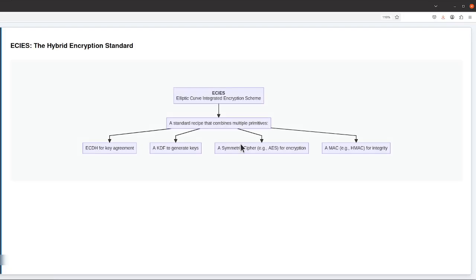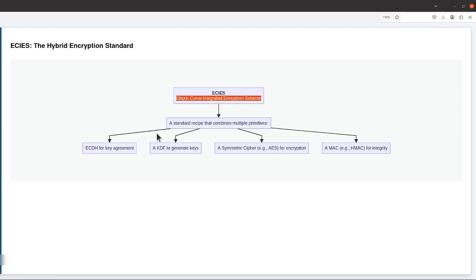ECIES, the hybrid encryption standard. The standard way of doing this with elliptic curves is called the Elliptic Curve Integrated Encryption Scheme, or ECIES. This is not a single algorithm, but rather a full recipe that combines several cryptographic primitives to achieve our goal.